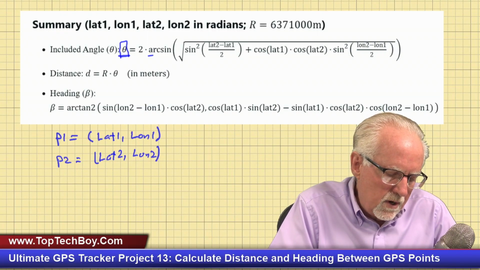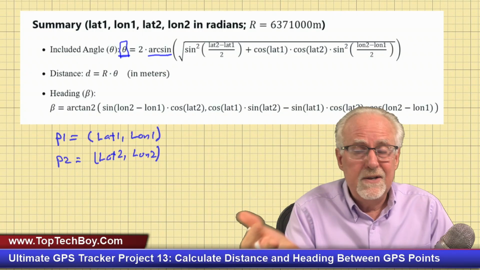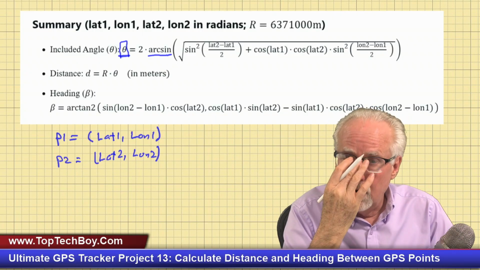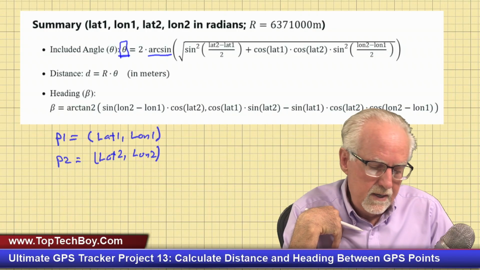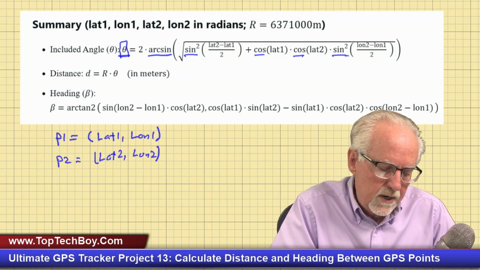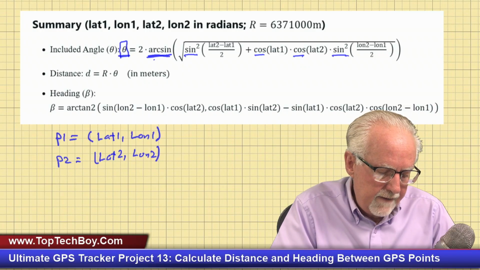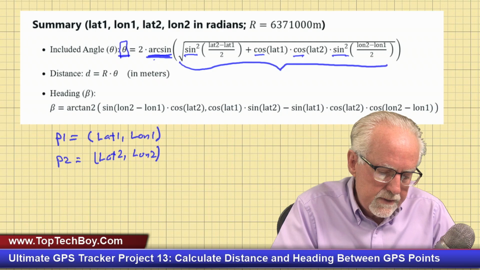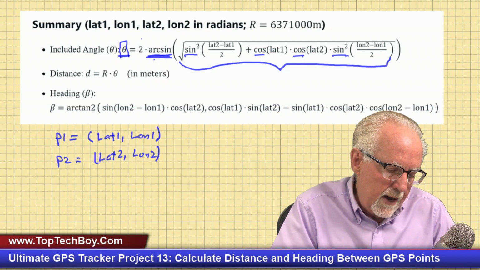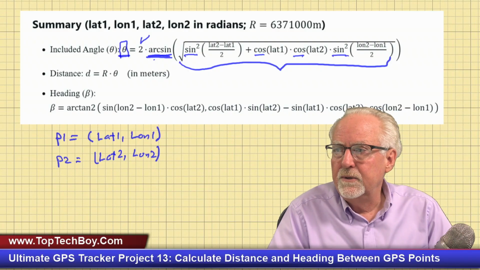Now, what is arc sine? Arc sine is inverse sine, so that is undoing the sine, and arc sine is something that can be done in MicroPython. And then I've just got a sine squared, I've got a cosine, I've got a cosine, a sine squared, and then I take the square root, and then after that I find the arc sine of all of this. And then what do I do? I multiply it by 2, and then I have that included angle.